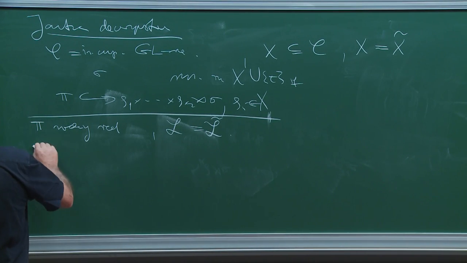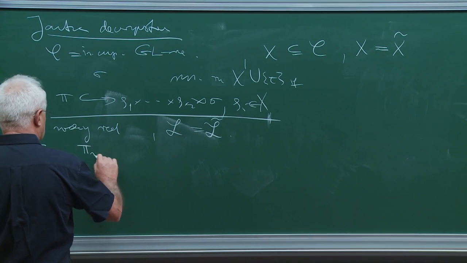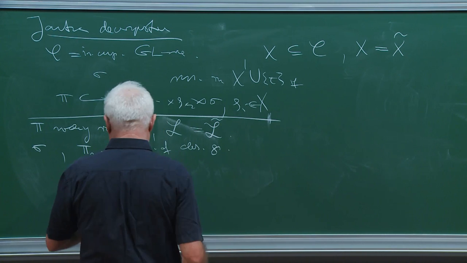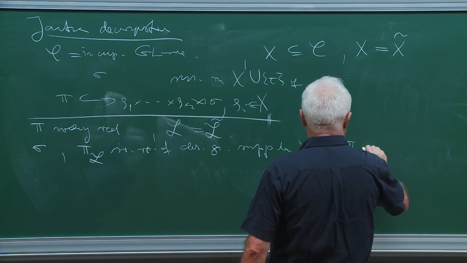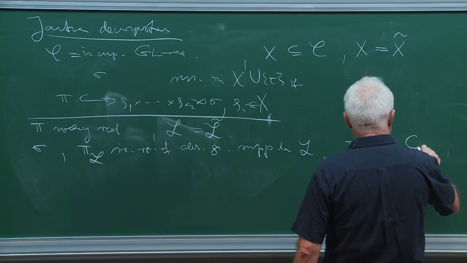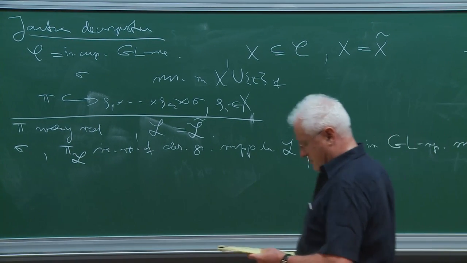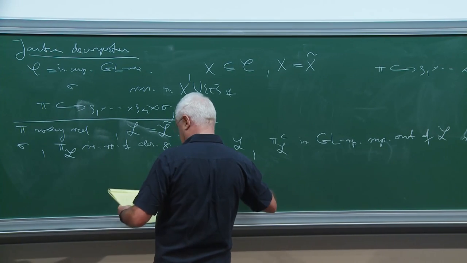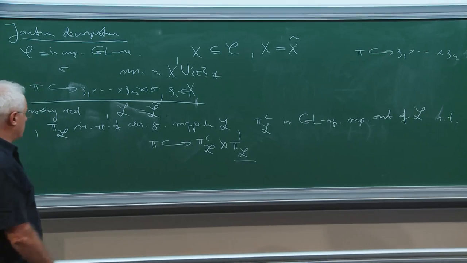Then you can find sigma, an irreducible cuspidal representation of a classical group. Then pi_L, an irreducible representation of a classical group, supported by L, and pi_L^C, an irreducible GL representation supported out of L, such that pi embeds into pi_L^C cross pi_L. So what is interesting, this is completely determined by pi and L.